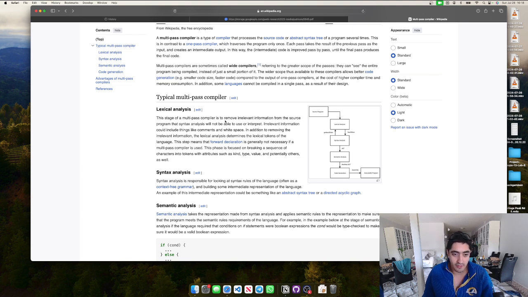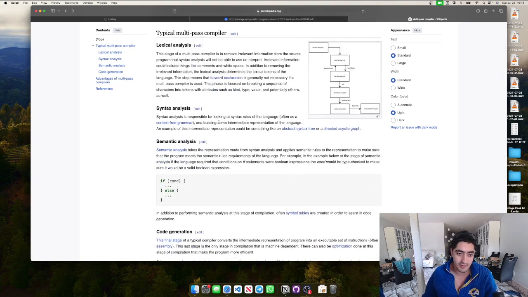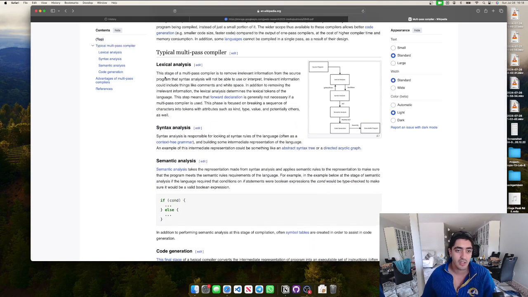A typical multi-pass compiler has these sections. Irrelevant information could include things like comments and white space. In addition to removing the irrelevant information, the lexical analysis determines the lexical scope of the system, which means a forward declaration is generally not necessary in a multi-pass compiler. This phase is focused on breaking a sequence of characters into tokens with attributes such as kind, type, value, and potentially others as well.